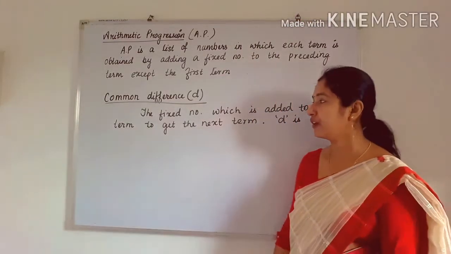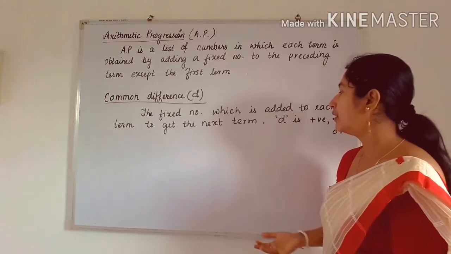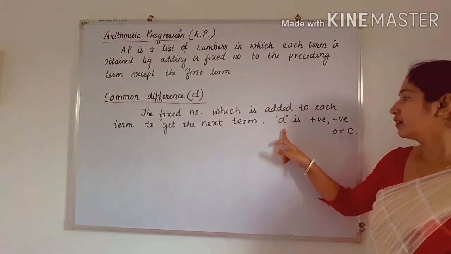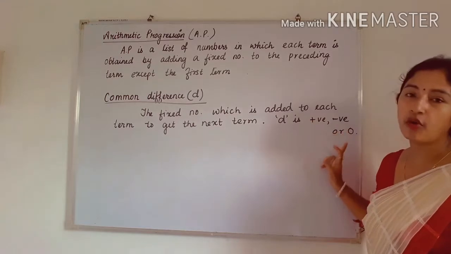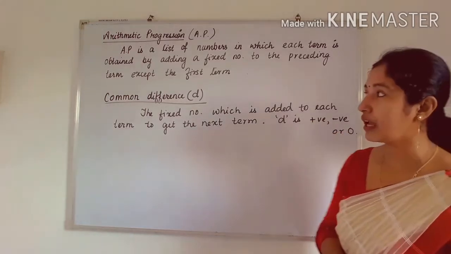So this common difference, the definition is the fixed number which is added to each term to get the next term. It is denoted by small letter d, and d can be positive, negative or 0. Okay, so we have to denote common difference as d.